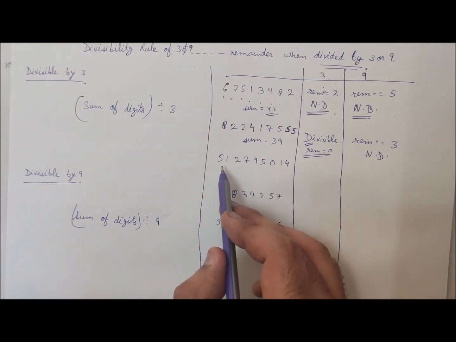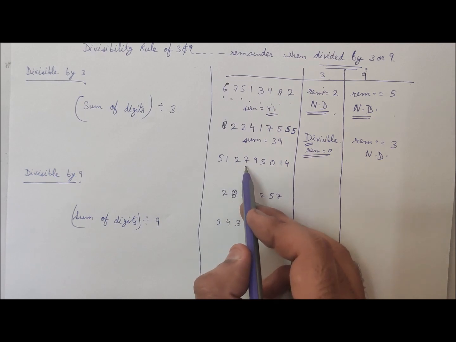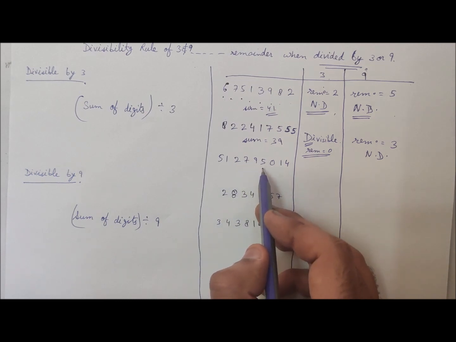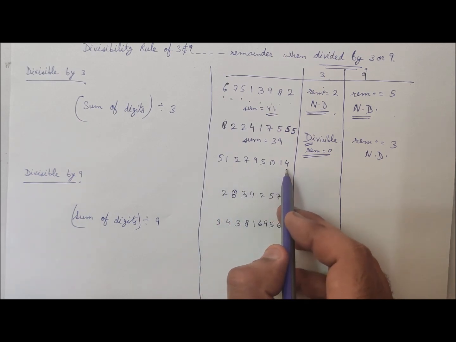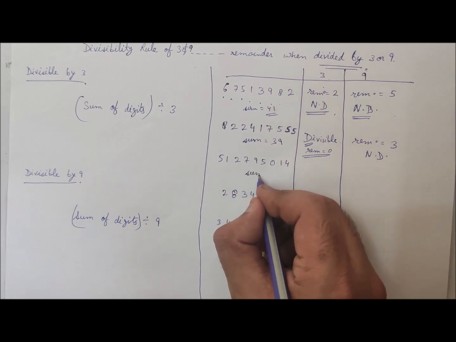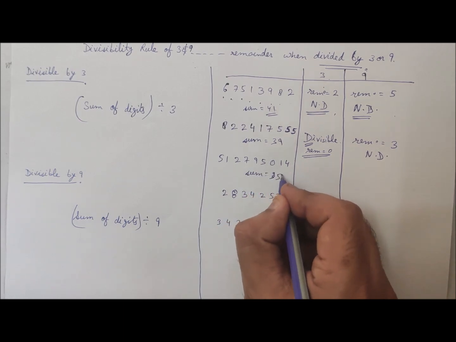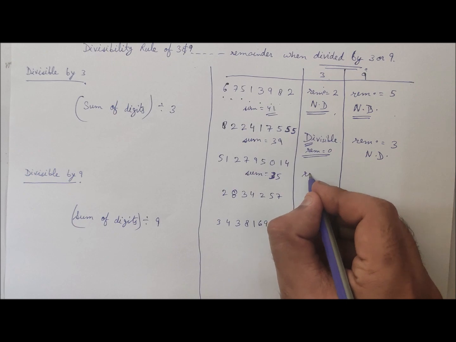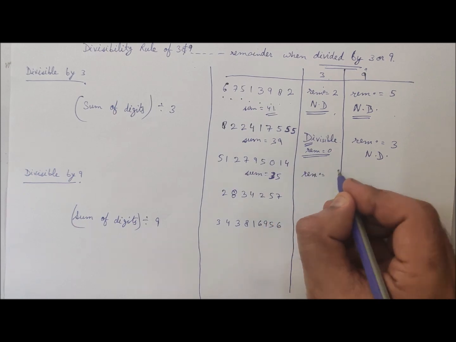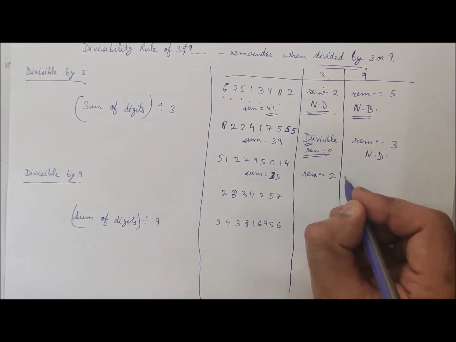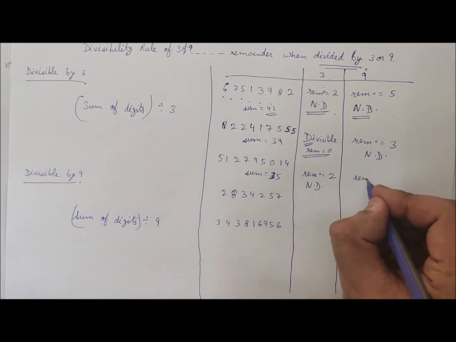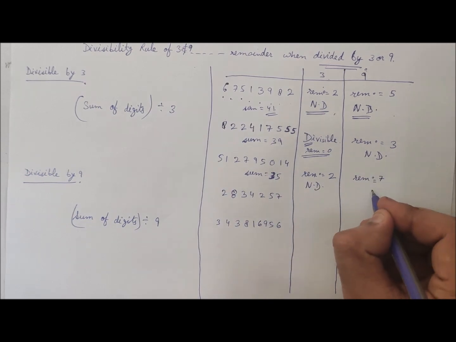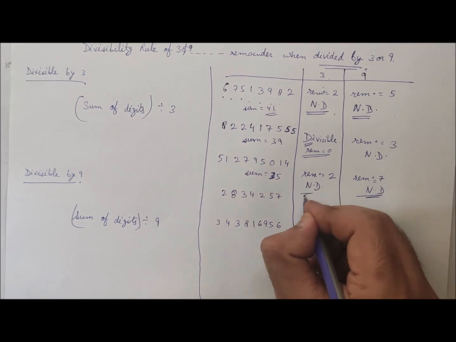Coming to the next example, 6 to 8, 8, 7, 15, 24. Sorry, just give me a moment. 15, 24, 30, 31, 35. So the sum is 35. It is not divisible by 3. The remainder would come out to be 2. Not divisible by 9 either, and the remainder here would come out to be 7.